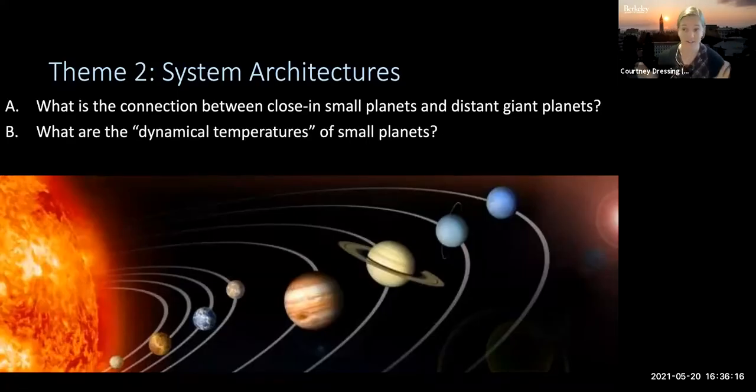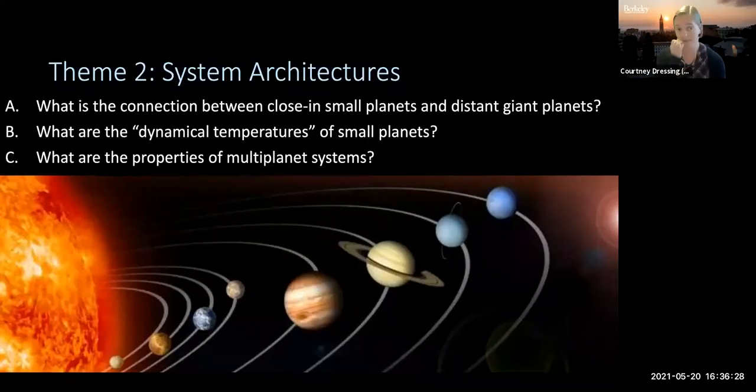What are the dynamical temperatures of small planets? By that we mean, do they have high mutual inclinations? Do they have highly eccentric orbits? Or do those systems tend to be flat, coplanar with low eccentricities? And then finally, what are the properties of multi-planet systems?